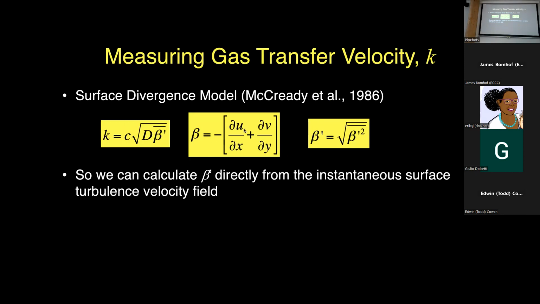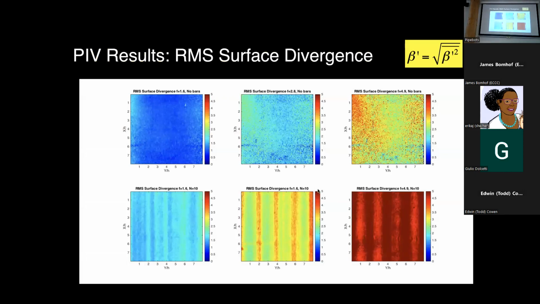So here, if we define beta as the surface divergence in 2D, it's really then dw dz. And so we can then take the RMS surface divergence, we call that beta prime, and we can directly measure it from our instantaneous surface velocity fields. So here, Veronica Citrone for her master's did this in our lab. In the top, she's doing just a classic open channel laboratory flow with a smooth bed. In the bottom, she's perturbed the bed with ridges, and she's put those ridges in actually to enhance surface divergence.